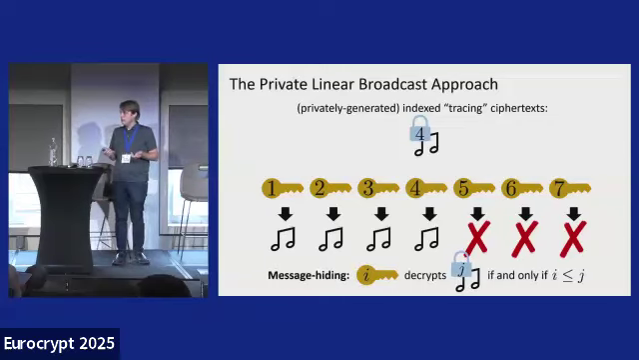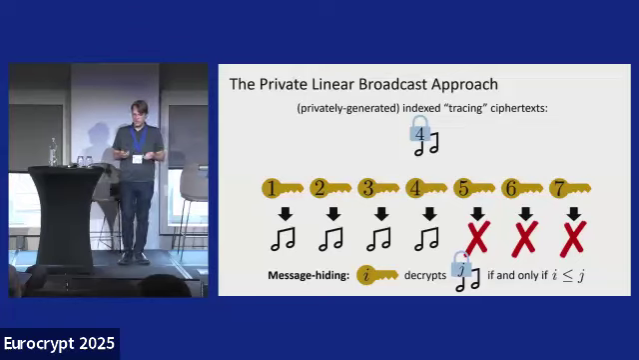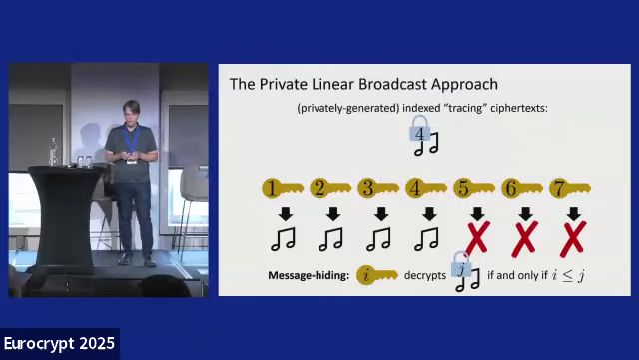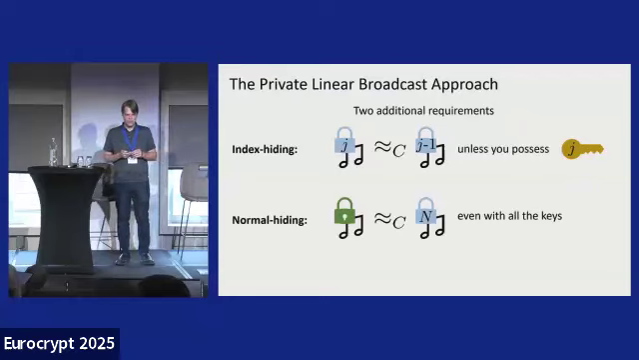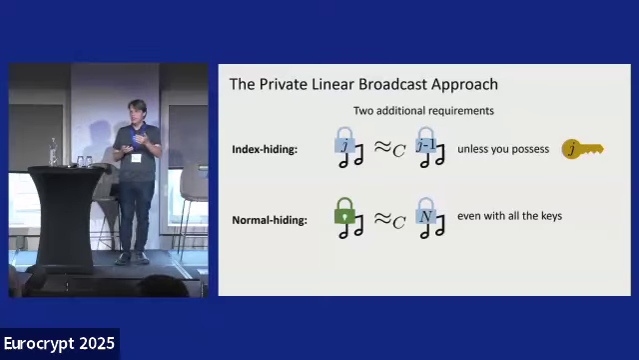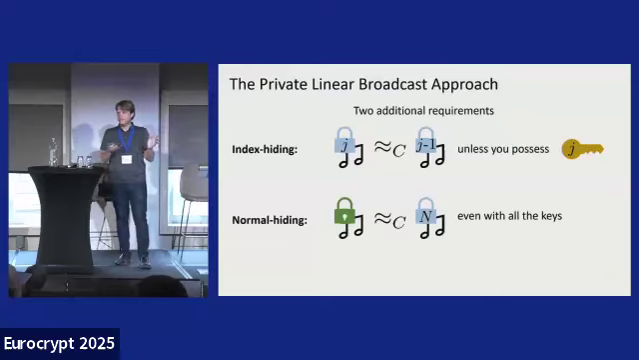There are a few security properties we'll need of a private linear broadcast scheme. The first is message hiding, which just formalizes that you can't decrypt if your index isn't high enough. The additional requirements have to do with the index in these tracing ciphertexts. The first one is index hiding, which says that unless you possess the secret key for user j, you cannot distinguish between a ciphertext encrypted to index j or to index j-1. Clearly, if you're j, you can tell these ciphertexts apart because you'll be able to decrypt one and not the other. But aside from that, you shouldn't be able to learn anything about the index.